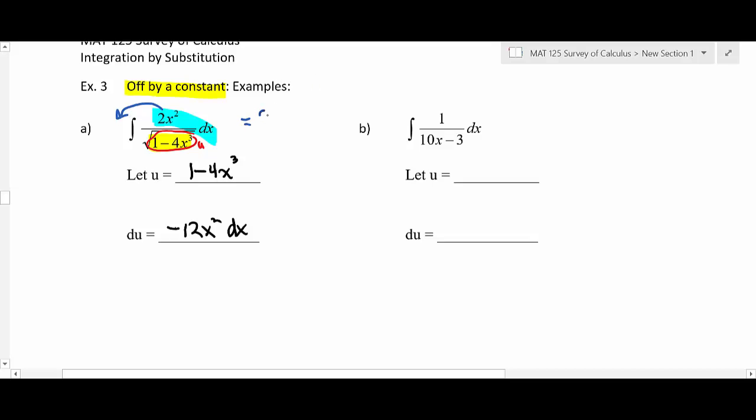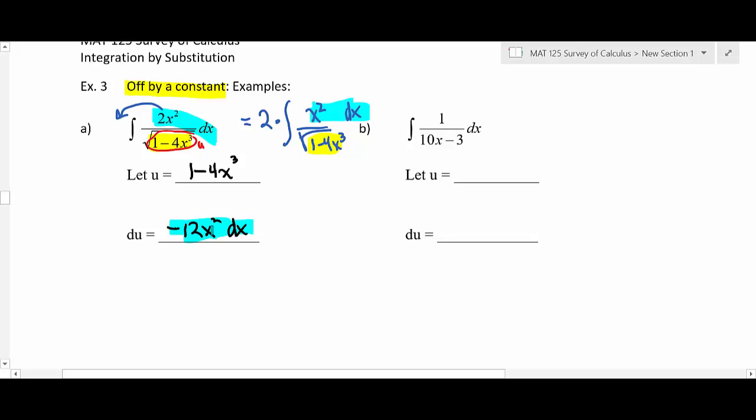Go ahead and just rewrite the problem as 2 times the integral of x squared over square root of 1 minus 4x to the 3rd times dx. Okay, you can take constants out. But the thing that we have on this is there's the u. What I'm highlighting in yellow is the u. Here's the du. Du doesn't match, but we can make it match.